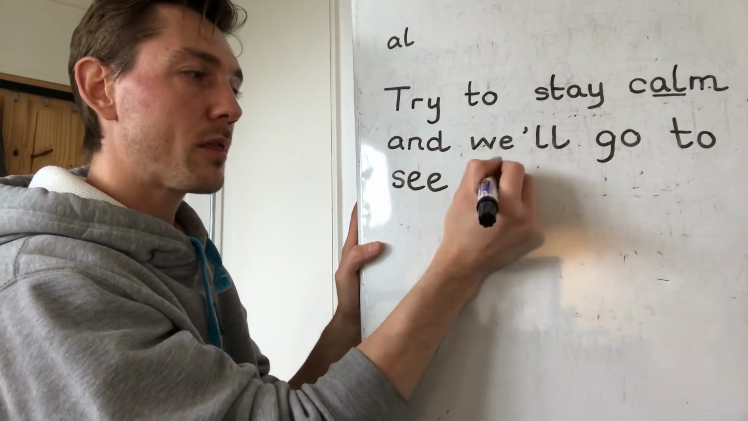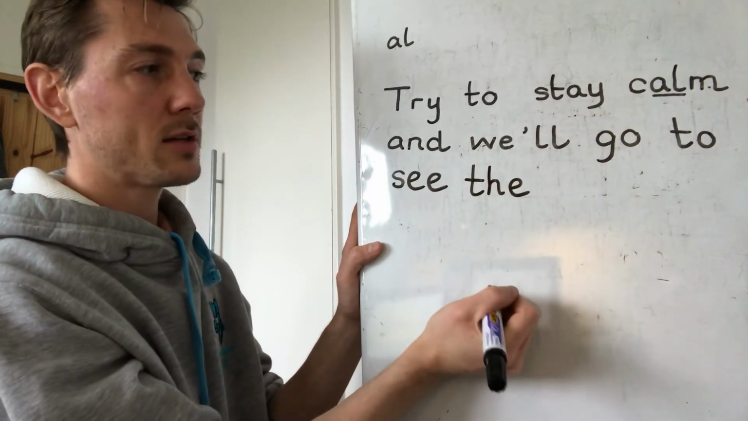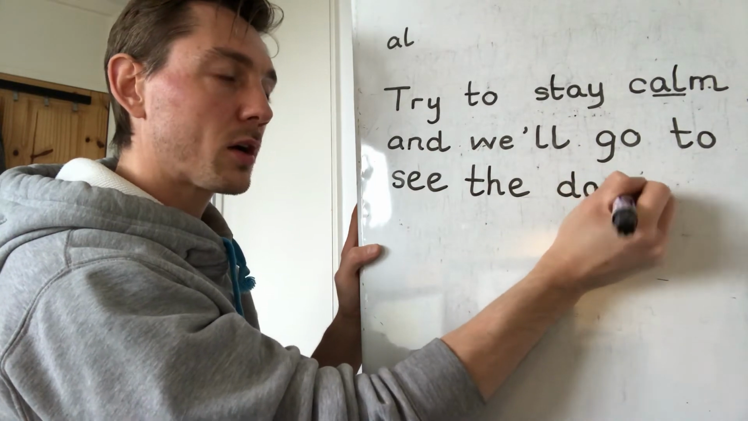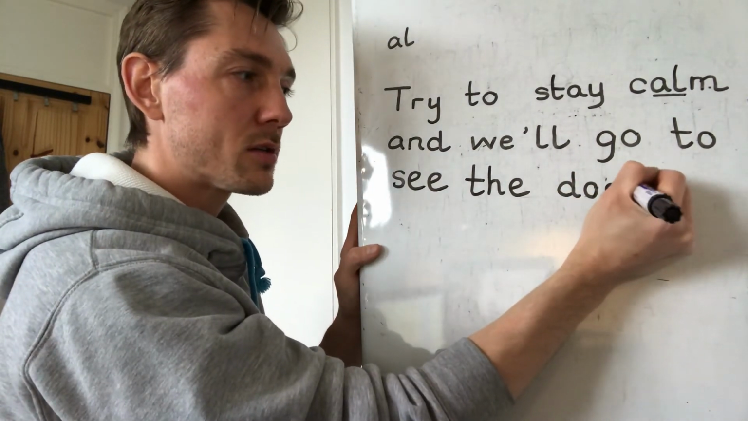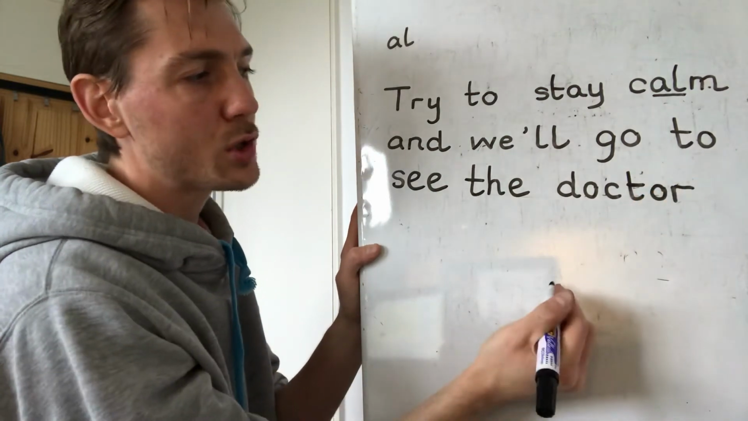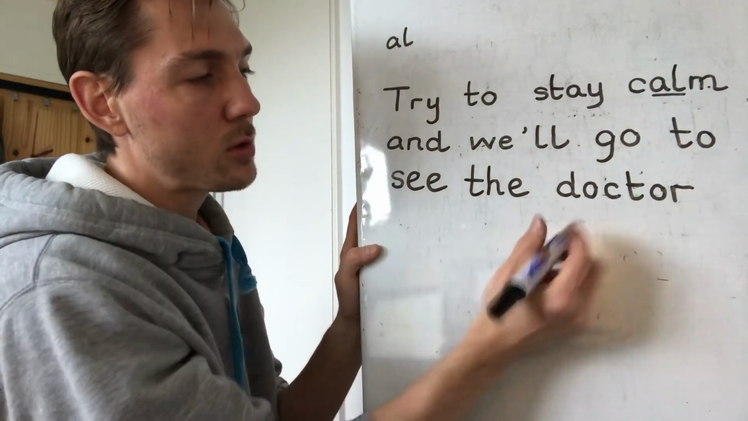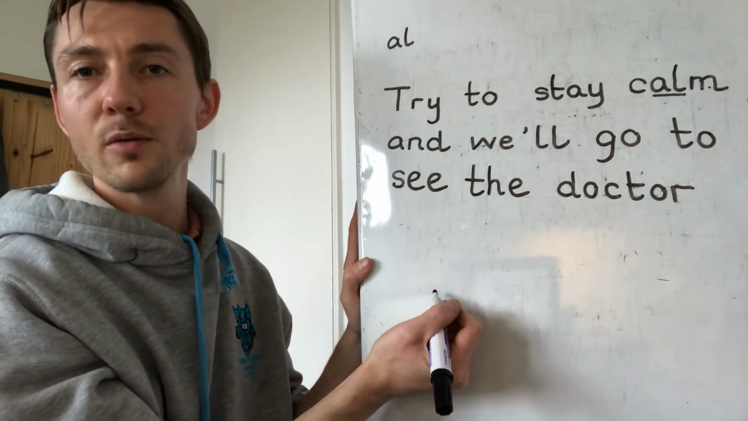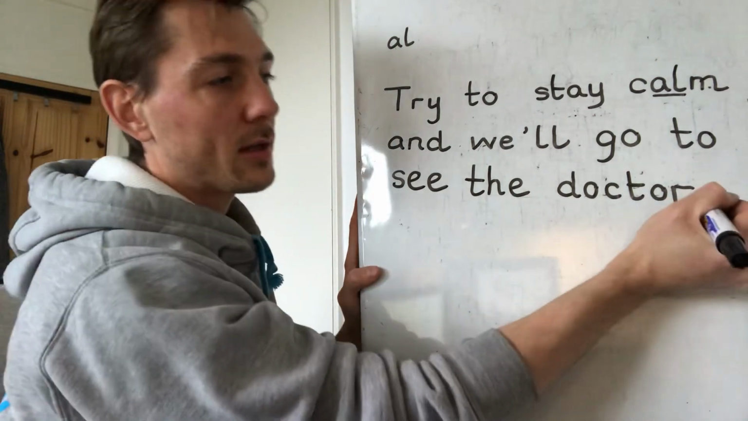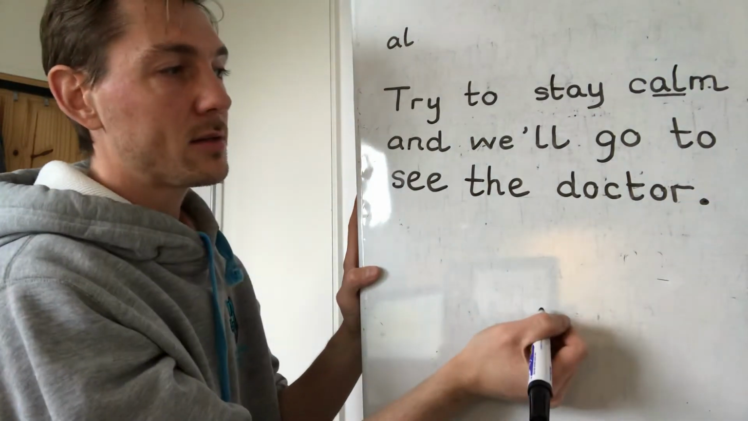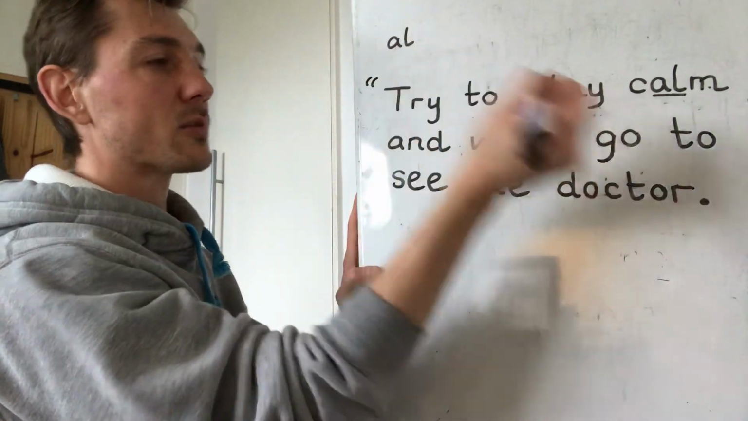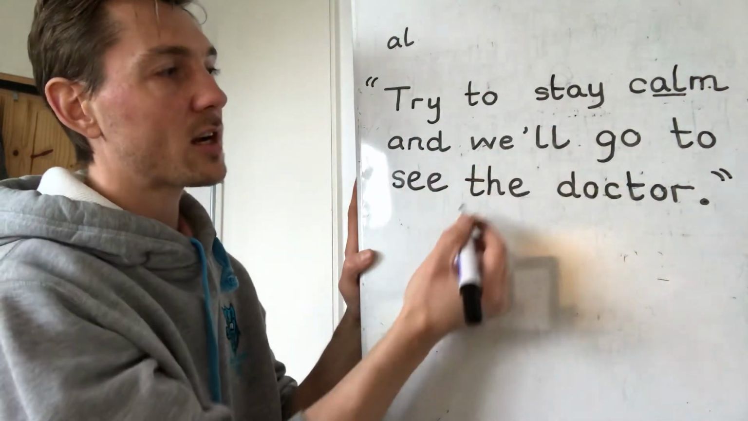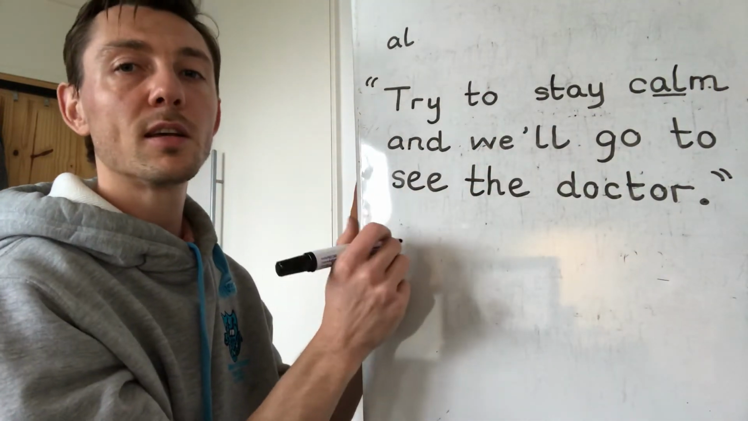So the doctor, 2 syllables. D, o, k, doc, t, or, tor, doc, tor, doctor. Try to stay calm and we'll go to see the doctor. Dad's finished speaking, and so we need inverted commas around what he said, and then the last 2 words are: try to stay calm and we'll go to see the doctor, said Dad.